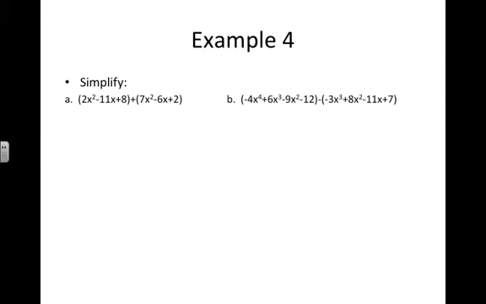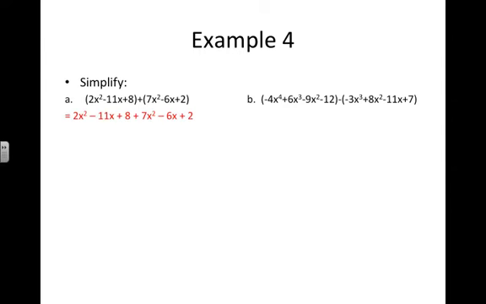Okay, so now let's look at some, not just combining terms, but actually adding 2 polynomials and subtracting 2 polynomials. For addition, we've got 2x squared minus 11x plus 8. And then we're going to add to that the polynomial 7x squared minus 6x plus 2. You can just drop the parentheses and then combine like terms. So that just equals 2x squared minus 11x plus 8 plus 7x squared minus 6x plus 2.